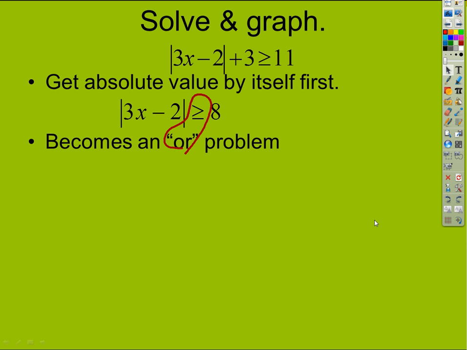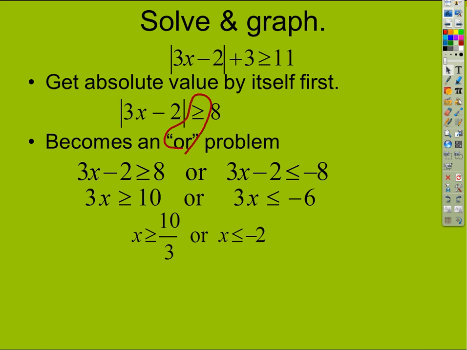So the 3x minus 2 is either less than or equal to negative 8, or to make the right or, I got to be greater than or equal to positive 8 in this case. Right? Make sense? Okay, now I just solve them both. Add 2, divide by 3. And I got the 2 cases.